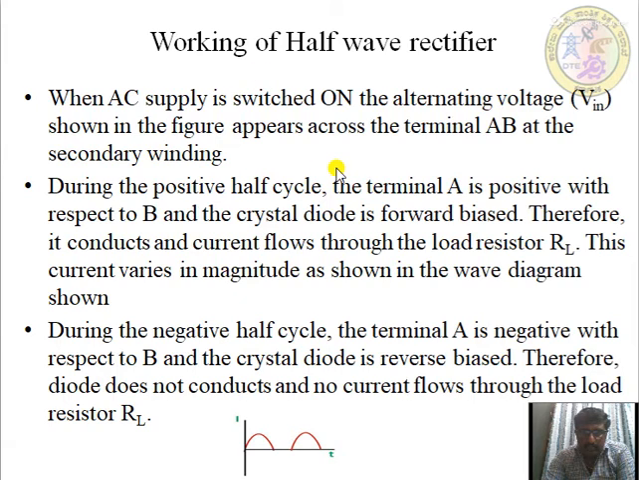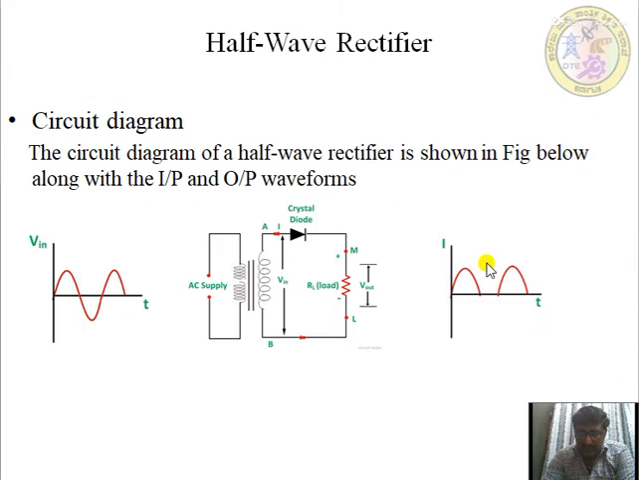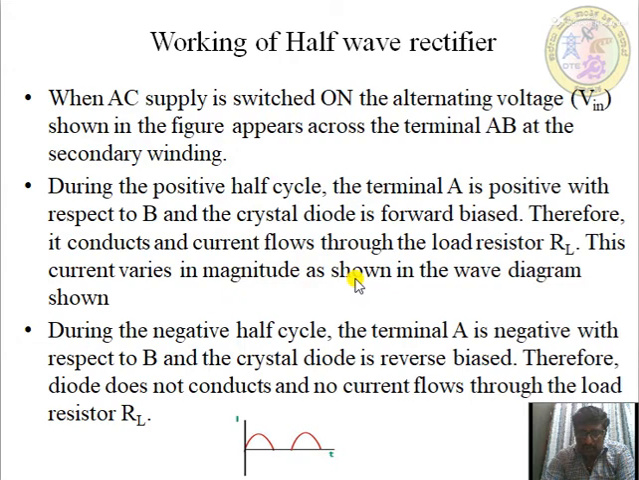Next, efficiency. These are some of the characteristics of a half wave rectifier. Efficiency is defined as the ratio of output DC power to input AC power, given by PDC by PAC. The AC power input to the transformer, PAC, is equal to the power dissipated in the junction of the diode plus the power dissipated in the load resistor RL.